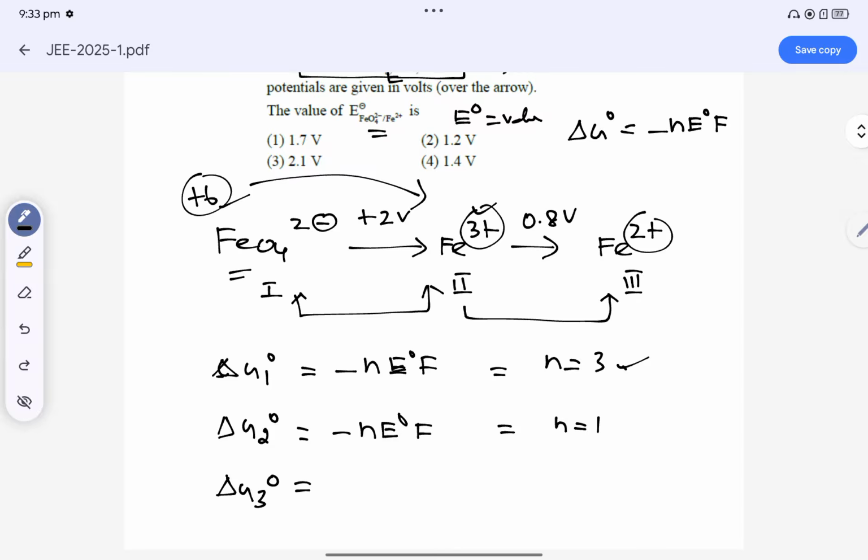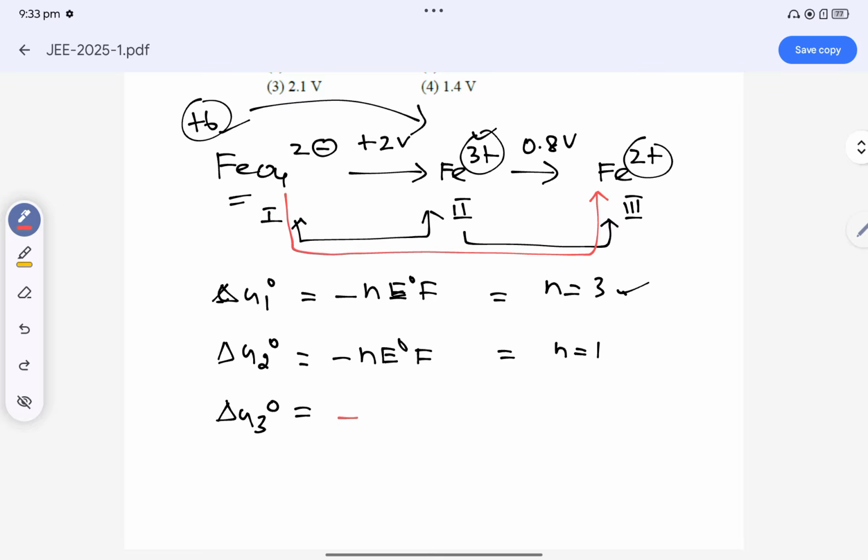But my requirement is del G3, that is the given question. Here I am writing del G3 is equal to minus n E naught F. Here, what about the value we have? Again, plus 6 to plus 2, we get n is equal to 4. So del G3 naught is equal to del G1 naught plus del G2 naught.